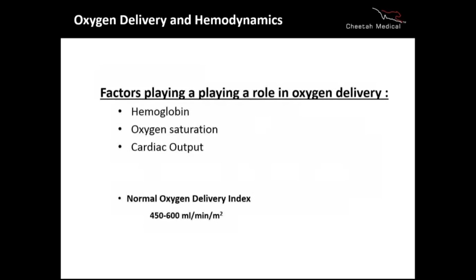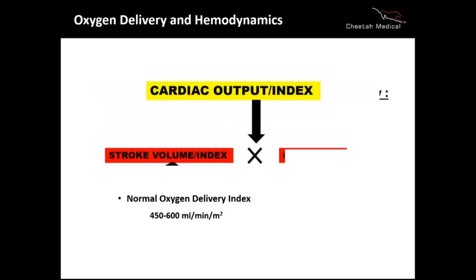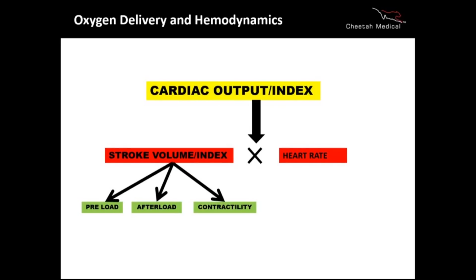Let's look at the factors that play a role in oxygen delivery. We need to have enough oxygen carriers, that's your hemoglobin. You need to have enough oxygen, so you look at the oxygen saturation, and then your cardiac output. What is cardiac output? Cardiac output is your stroke volume times your heart rate. So we can see the hemoglobin, we can see the SAT, and we can see the impact of the heart rate on the cardiac output.